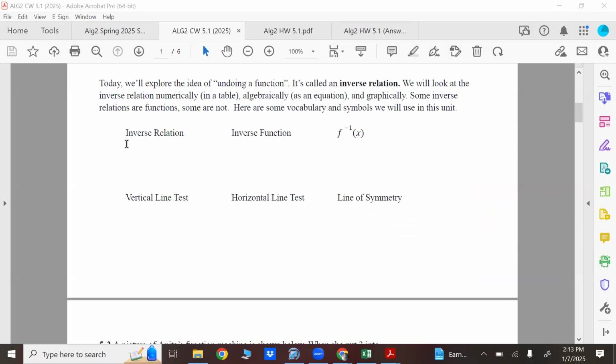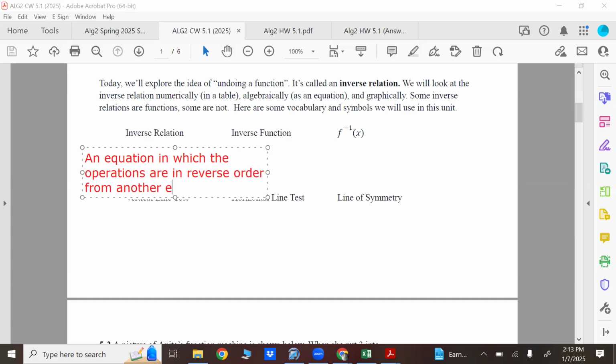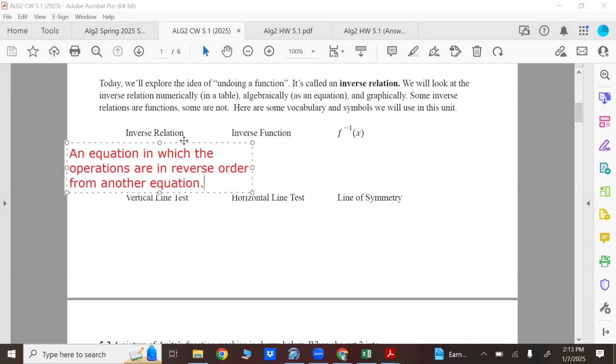Guys, quiet. Thank you. Okay, let's talk about some terms here. Inverse relation. That's going to be an equation in which the operations are in reverse order from another equation. Actually, let me just type it. That's going to be easier. Sorry about that. That's what an inverse relation is.